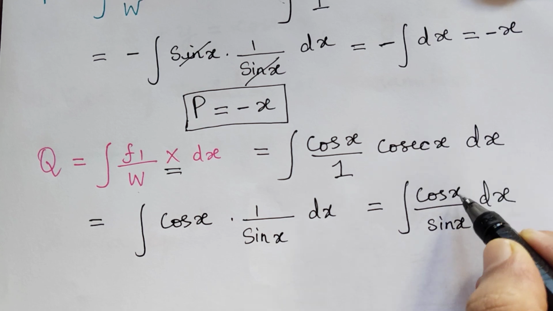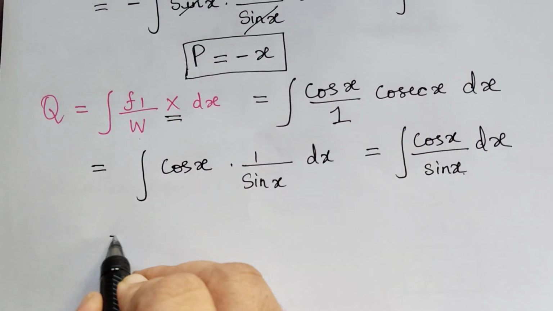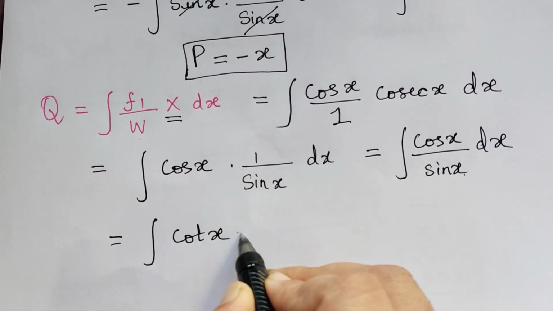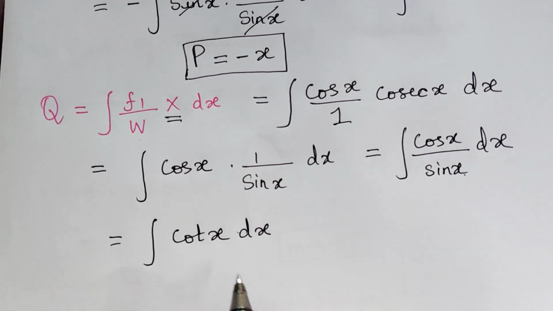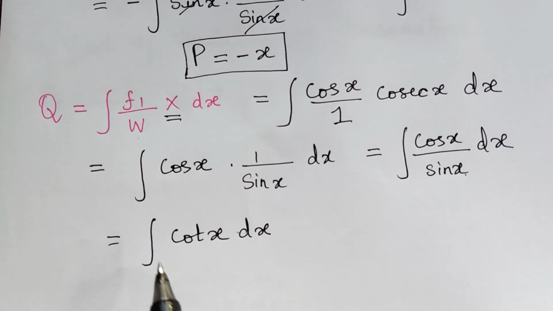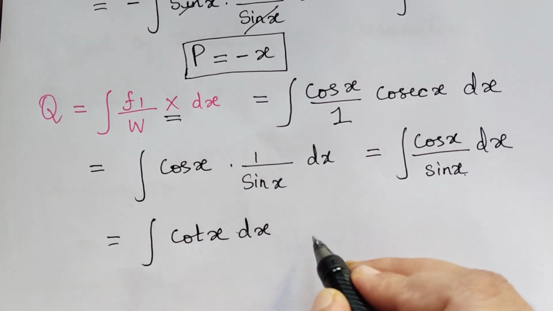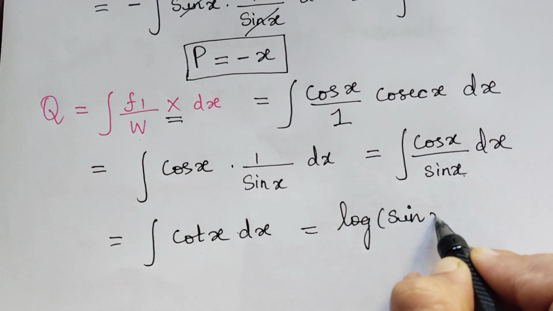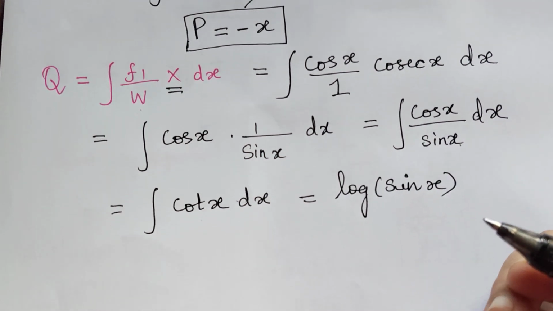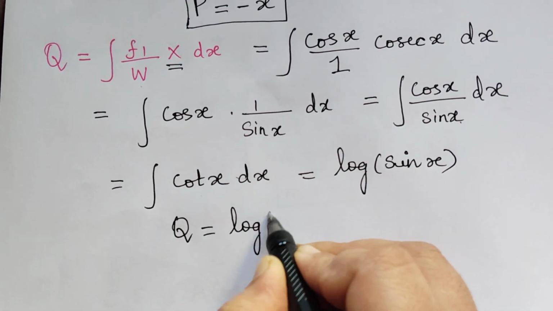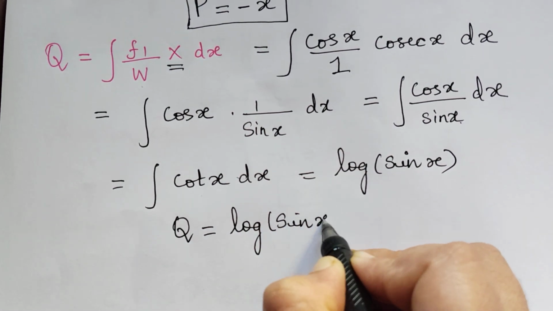Now what is cos x by sin x? From the trigonometric identity we know that it is cot x, and we have this dx. What is integral cot x dx? By the trigonometric formula, integral cot x dx is equal to log of sin x. Therefore, we have evaluated the value of Q to be equal to logarithm of sin x.